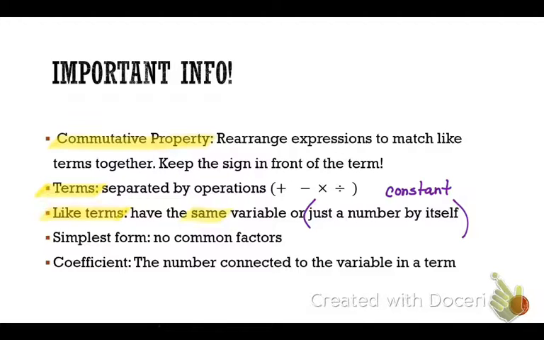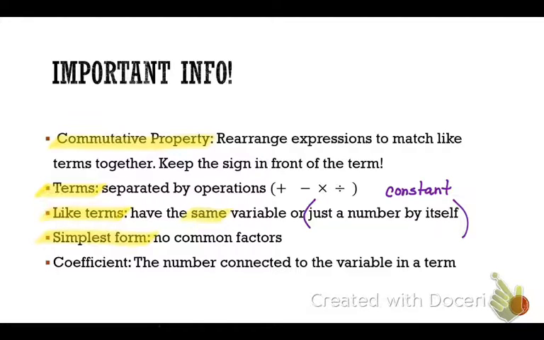Simplest form. All right? We have to fight the urge to come to an answer. Okay, in this chapter, you won't have one definitive answer. All right, we're going to simplify as much as we can, and then that's it. All right, we just leave it.